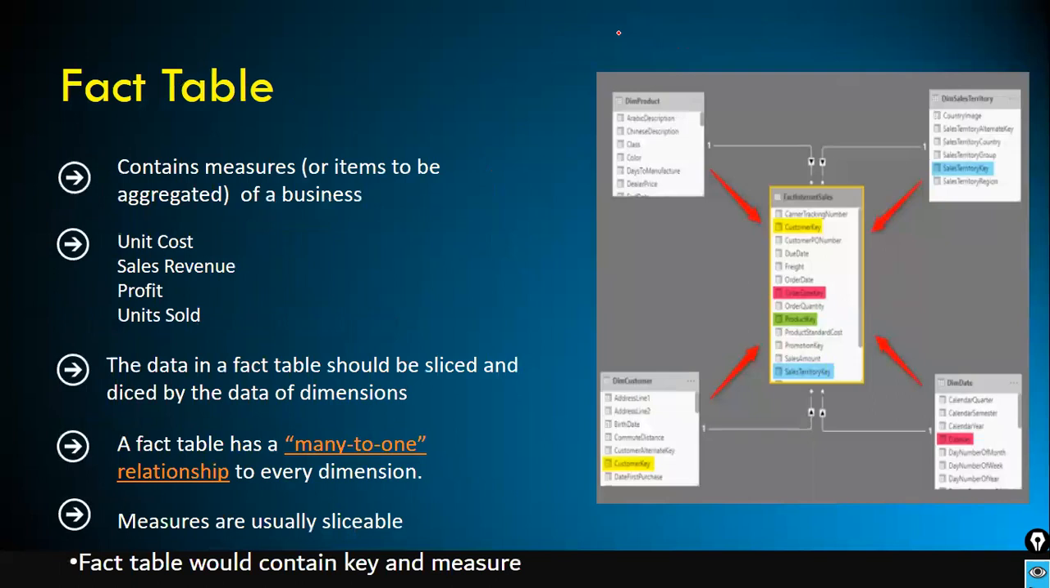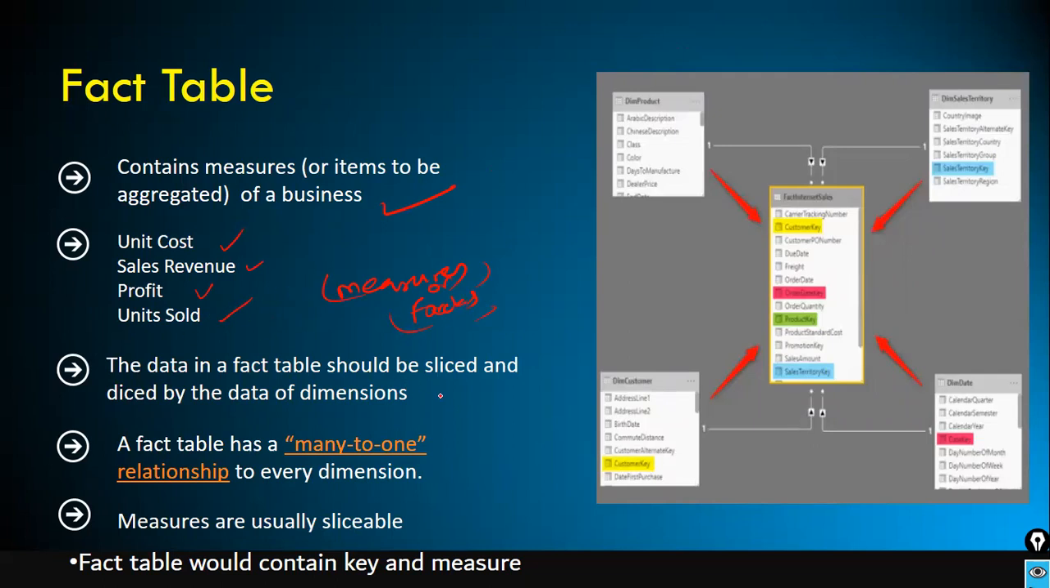Next one is the fact table. What is the fact table? The fact table, this I already discussed, right? It contains measures of a business. The items to be aggregated, like unit cost, sales revenue, profit, units sold. These are your numeric values. Facts. Either they call it measures or they call it facts.